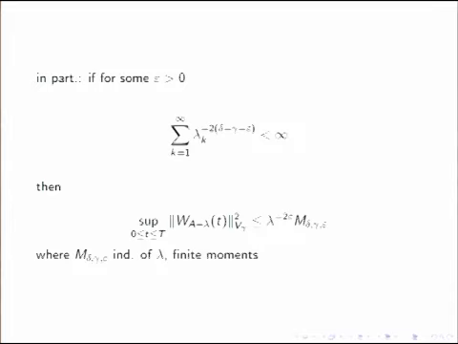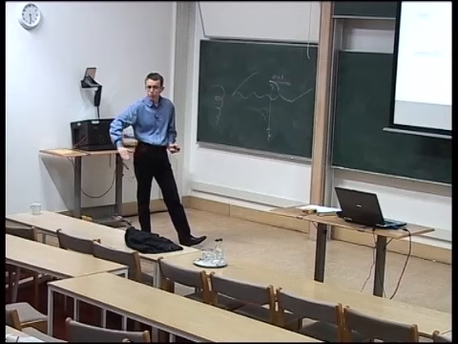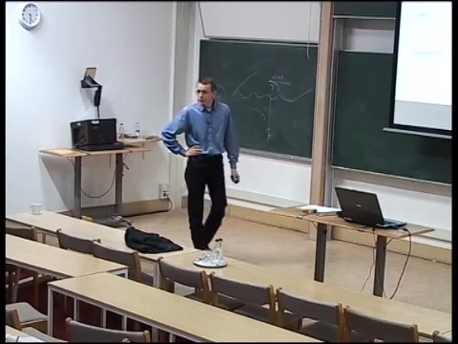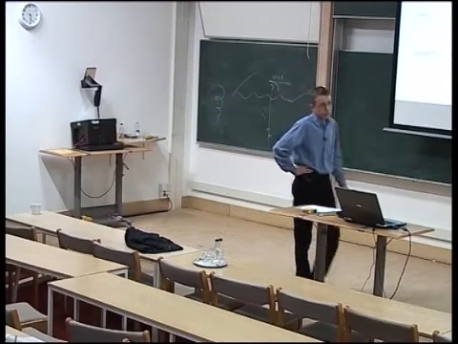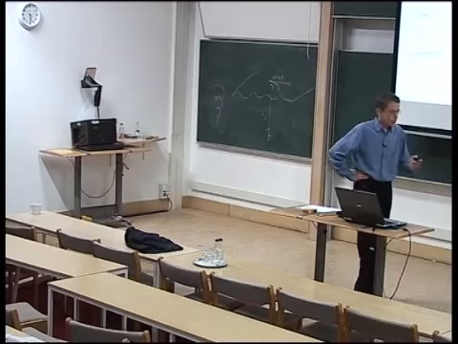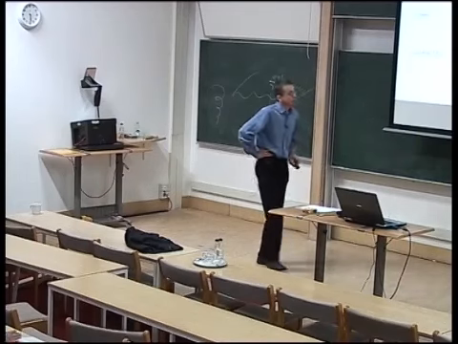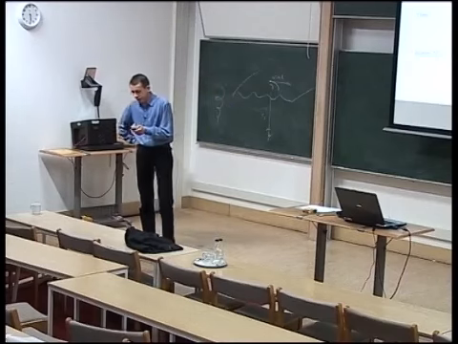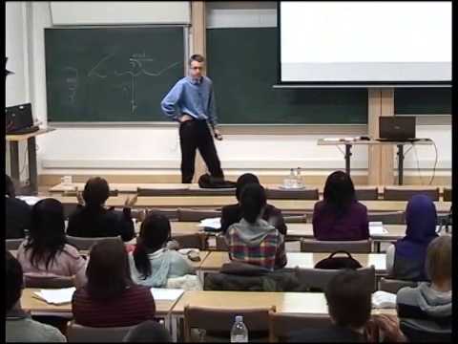So you can write this as lambda to the minus 2 epsilon. If lambda gets large, this becomes arbitrarily small, times some random variable which is actually independent of lambda and has finite moments of any order. So this is the trick which works in general and can be applied in particular to these equations with quadratic nonlinearity. So that's all. Thank you for your attention.